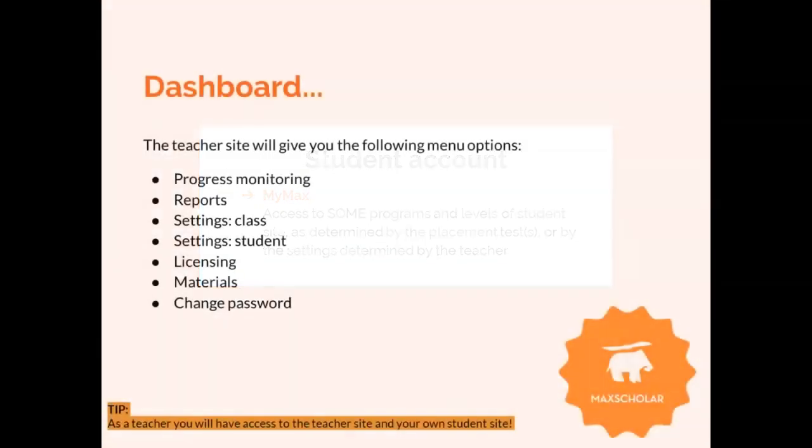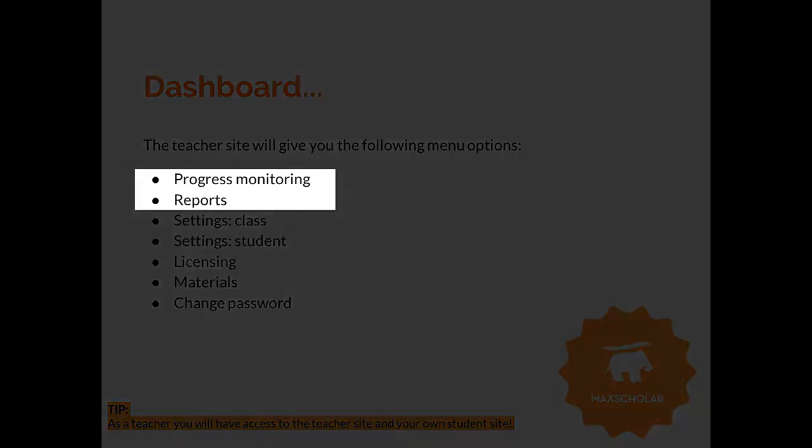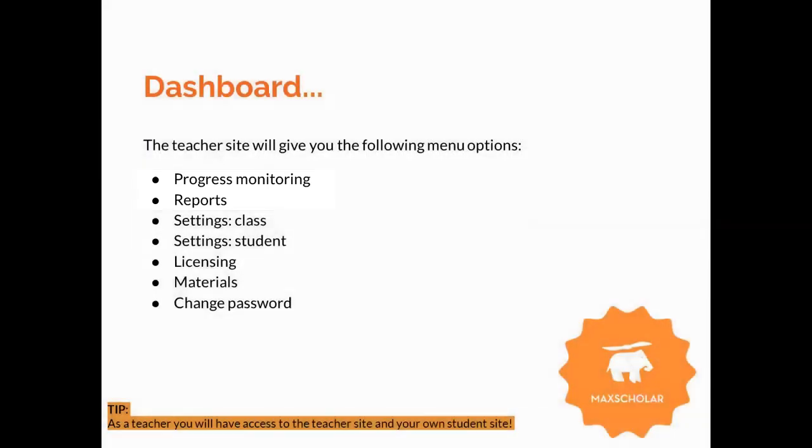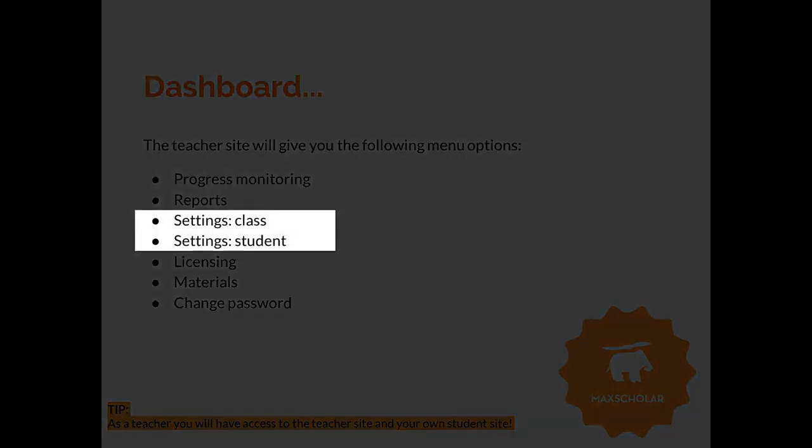So at this point, I'm going to go ahead and briefly go over the tools or features that you have on your teacher dashboard. Here I've listed the menu options that you'll have. You'll have different types of reports that you can pull up, one focusing on progress or growth, the other focusing on usage and activity. You have settings that you can adjust, like I mentioned, for your class as a whole or for individual students.